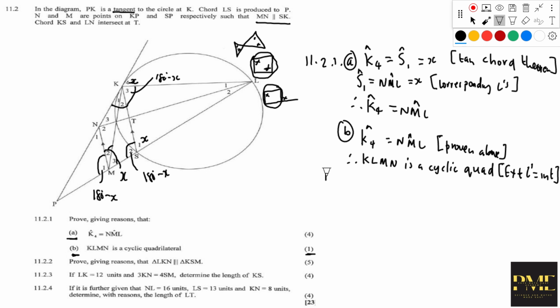So I guess siye ku 11.2.2 guys, okay? Prove giving reasons that triangle LKN is similar to triangle KSM, okay? So we are required to prove. Fanele prove la ukuthini na. Triangle LKN, okay? Similar to triangle KSM guys, okay? So ake sikhumbuzane ke here a little bit, okay, before siyabuka nje lama triangles laba khuluma ngawo.